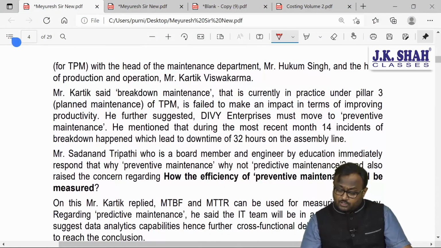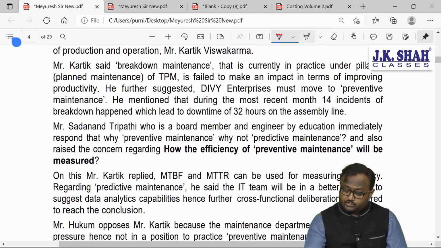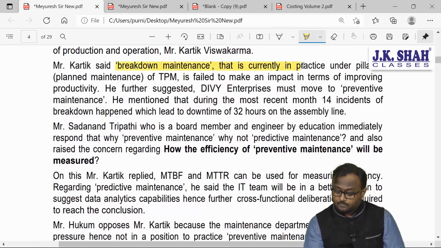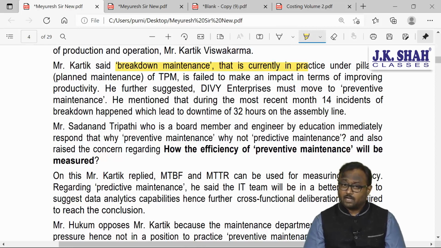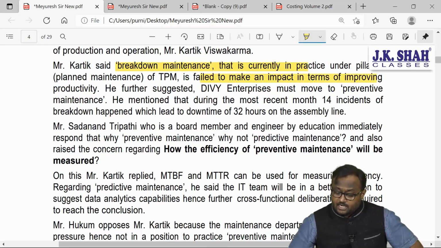So the meeting was conducted by the maintenance department head Hukum Singh and head of production and operation Karthik Vishwakarma. Karthik said breakdown maintenance is currently in practice under pillar 3 of TPM. Pillar 3 is planned maintenance, and this has failed to make an impact in terms of improving productivity. He further suggested DV Enterprises must move to preventive maintenance.